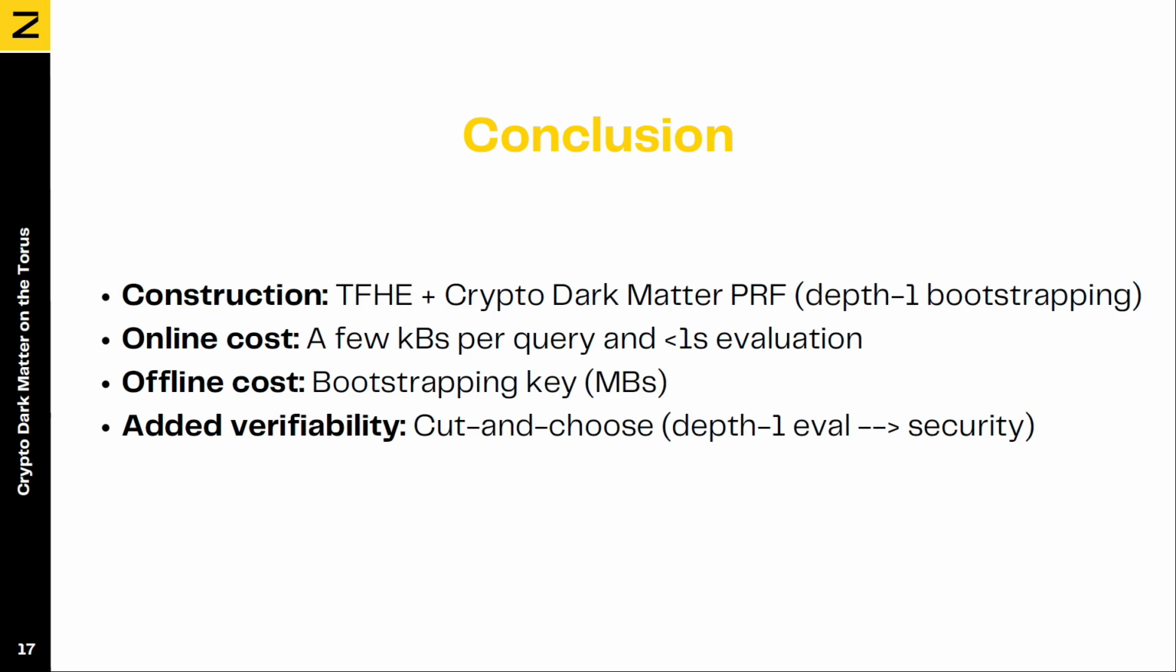All right, so to conclude, I discussed the way you would use the crypto dark matter PRF and TFHE to build an OPRF. The resulting OPRF has an online communication cost of a few kilobytes and fairly efficient server-side evaluation. However, the bootstrapping key is still a bit of a problem, but we consider that an offline cost. And to add verifiability, we use this cut and choose method, where the low depth of the PRF evaluation gives us a plausible security assumption. OK, so that's all I have, and thanks a lot for your attention.